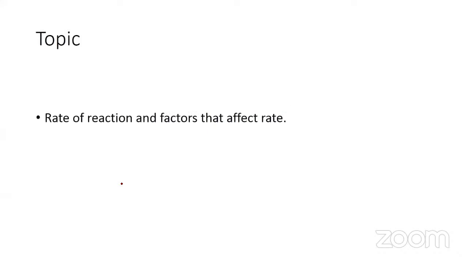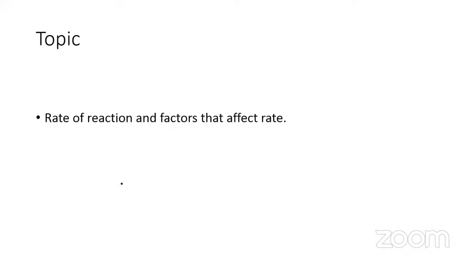The topic under unit 1 is rate of reactions and factors that affect the rate of a reaction. As I go along, I'm going to be repeating rate of reaction, velocity of reaction, speed of reaction. Anytime I'm talking about the rate, speed or velocity of a reaction, essentially, I'm talking about the same thing.